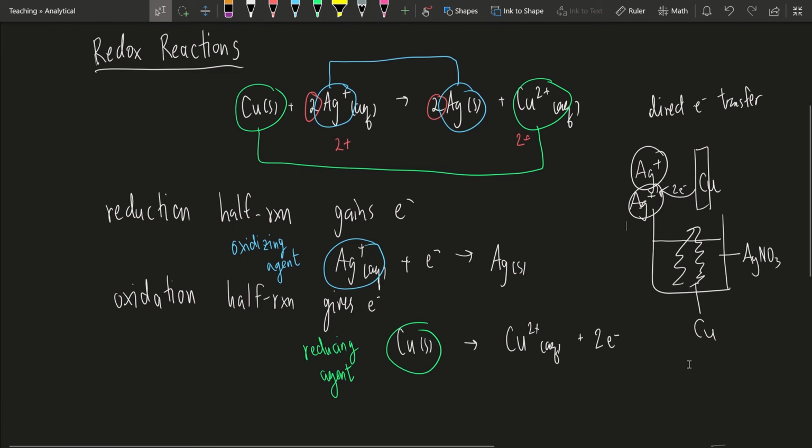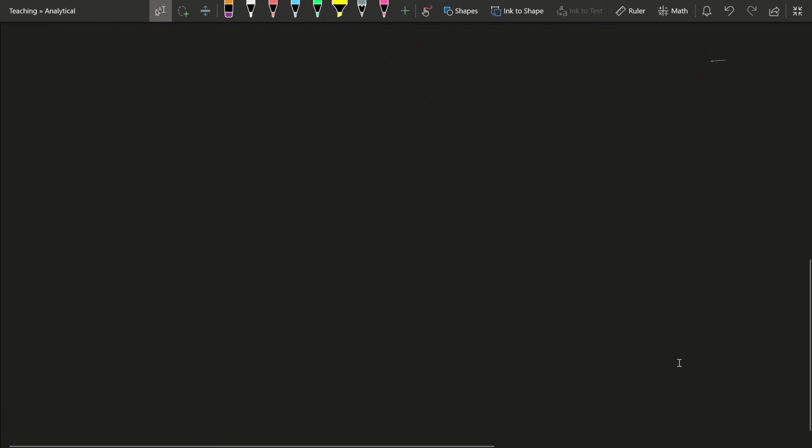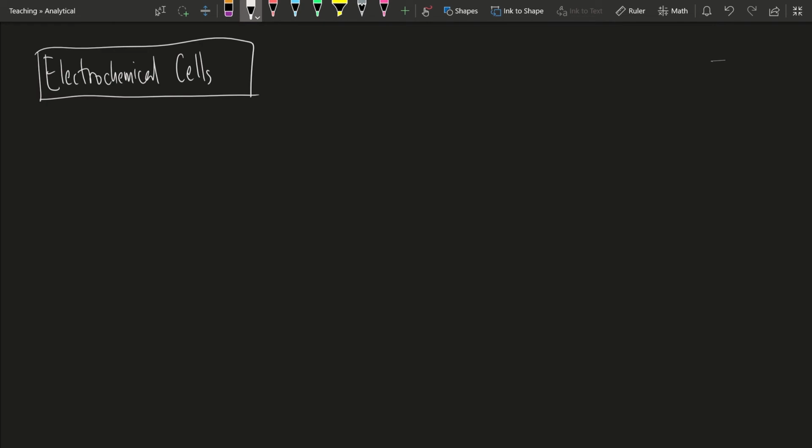Another way of having the redox reaction occur is through the electrochemical cells. This is a more useful way to have the redox reaction because we can utilize the energy from the electron transfer, for example, in batteries or fuel cells or something else. So you can utilize that energy to give us the electricity, for example, in our cell phone.